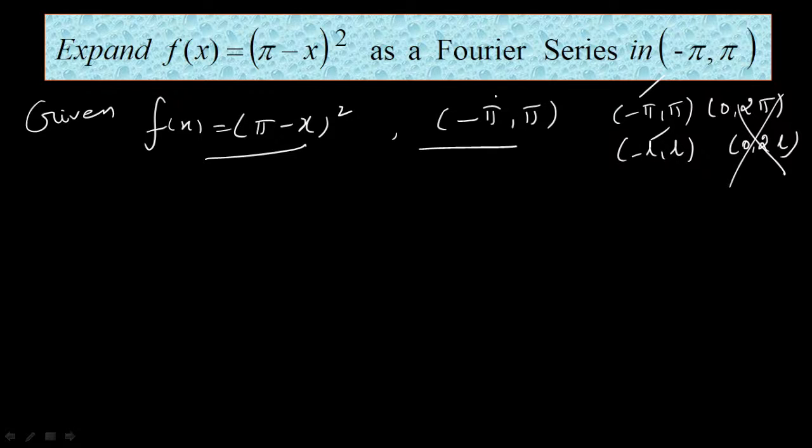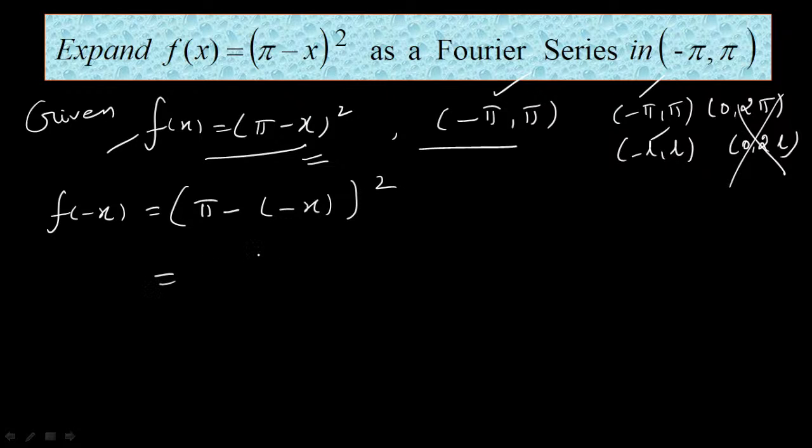Here, look at here. Our given function is in the interval minus pi comma pi, which means we have to verify whether the given function is odd or even. For that, what we do? Just replace x by minus x in the given function. If we replace x by minus x, what happens? Pi minus of minus x, the whole square. Pi minus of minus x is nothing but pi minus and minus becomes plus, pi plus x the whole square.